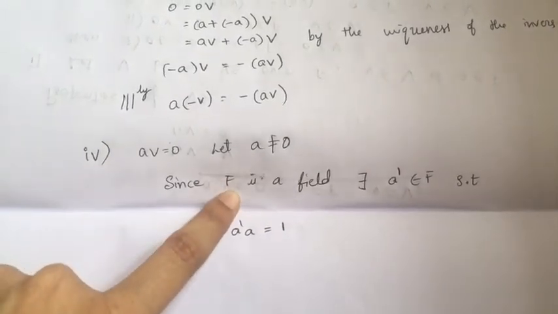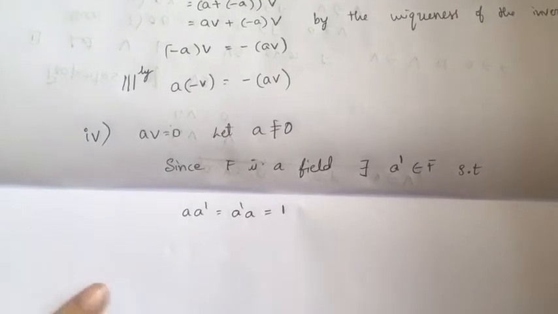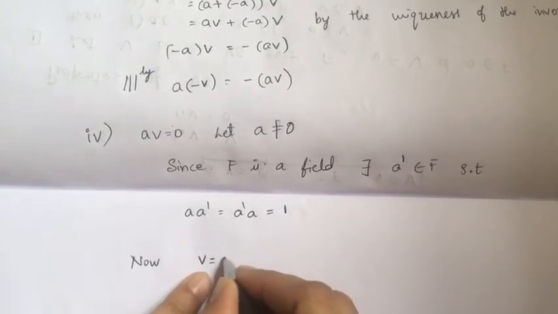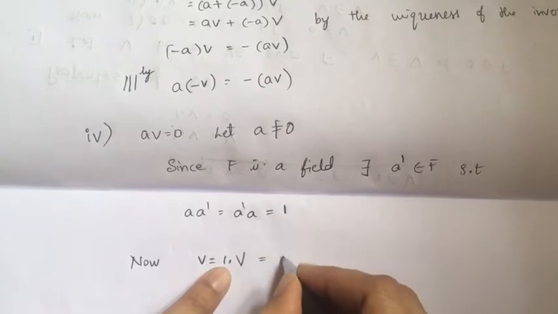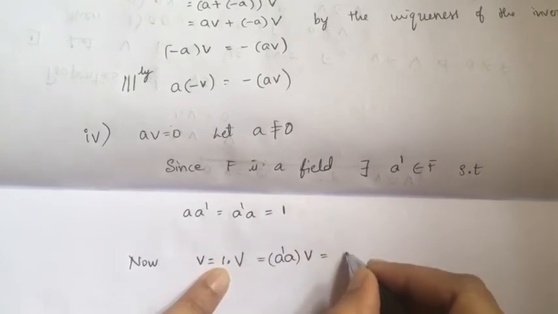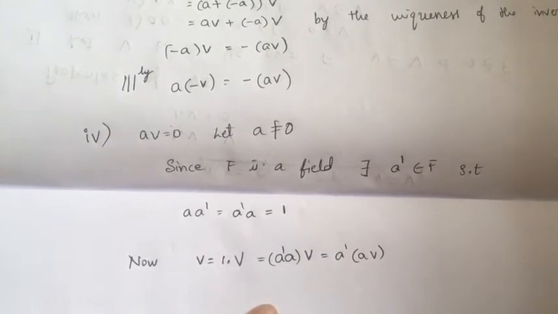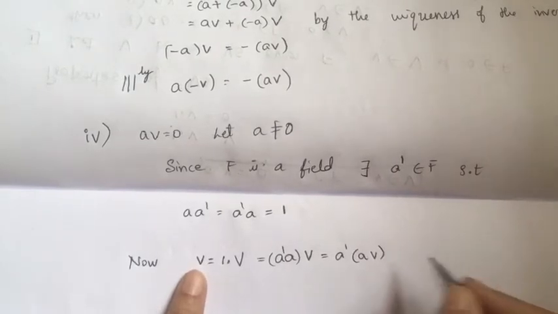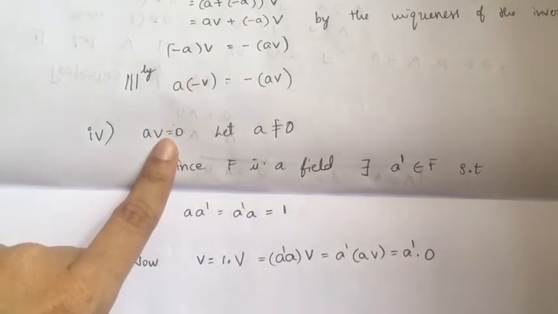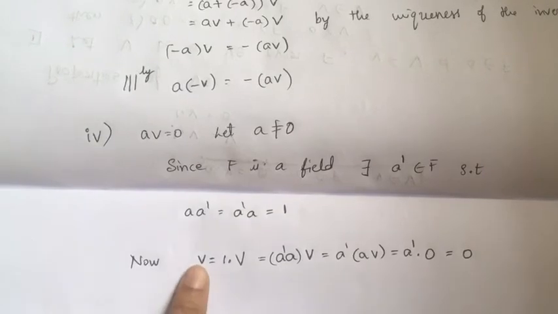Since for the field F, for every element there exists another element in such a way that this is true. Now I'll take vector V, which is same as writing 1 into vector V. This 1 can be written as A dash into A into vector V, so A dash into A into V. A into V is given 0, therefore this is same as A dash into 0, which will be equal to 0. Hence what we have got, V equal to 0.